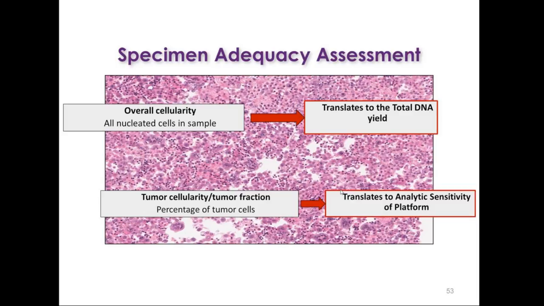And so when you're doing a specimen adequacy assessment, there are 2 things to pay attention to. One is the overall cellularity, which is all the nucleated cells in a sample, because that's what's going to translate to the DNA yield from that sample. The second thing that you need to pay attention to is the tumor cellularity, which is the proportion of tumor cells you have relative to all the other non-tumor cells in the background, because this is what relates to the analytic sensitivity of the molecular test platform.